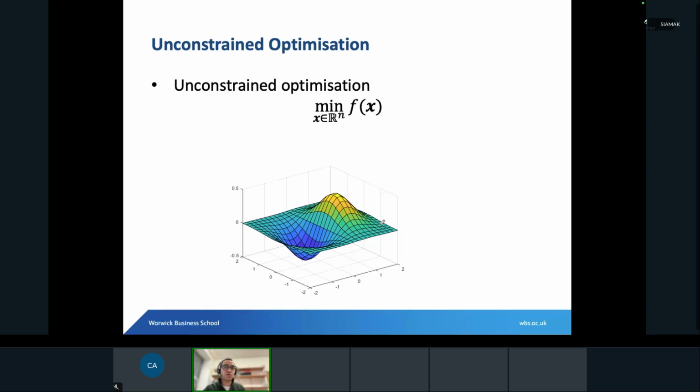This is an example of unconstrained optimization, again, where we are minimizing f(x). F(x) is a function which looks like this if you visualize it, and there is no constraint imposed on the value of the decision variable. Now we want to find the local or global optimum.